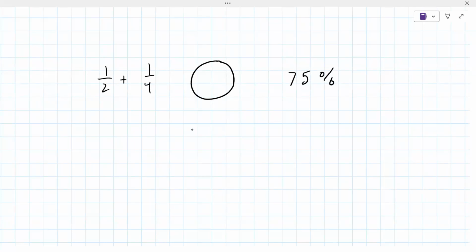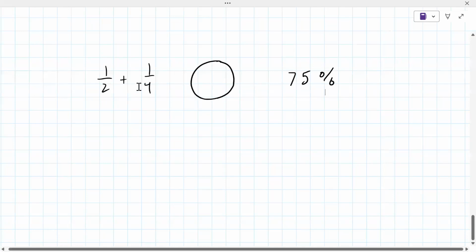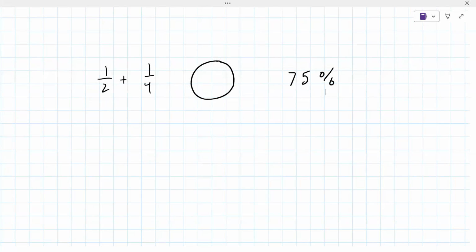So this is kind of a synthesis problem. You have to be able to add the fractions with unlike denominators. Then you have to probably make it a decimal, and make the percent a decimal as well.